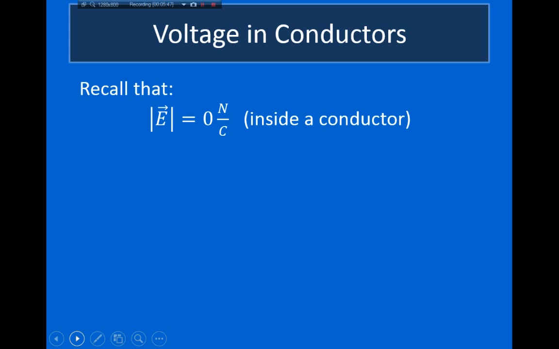Now, one last thing I want to talk about in this video is what happens to the voltage inside a conductor. Now, remember that the magnitude of the electric field is equal to 0 everywhere inside a conductor. And we know that the voltage difference between 2 points is equal to the component of the electric field that's parallel to the displacement times the displacement. So because the electric field is equal to 0 everywhere inside a conductor, the voltage difference between any 2 points inside a conductor is equal to 0. So this means that the voltage is the same everywhere inside a conductor, because that voltage difference between 2 points in the conductor is 0.